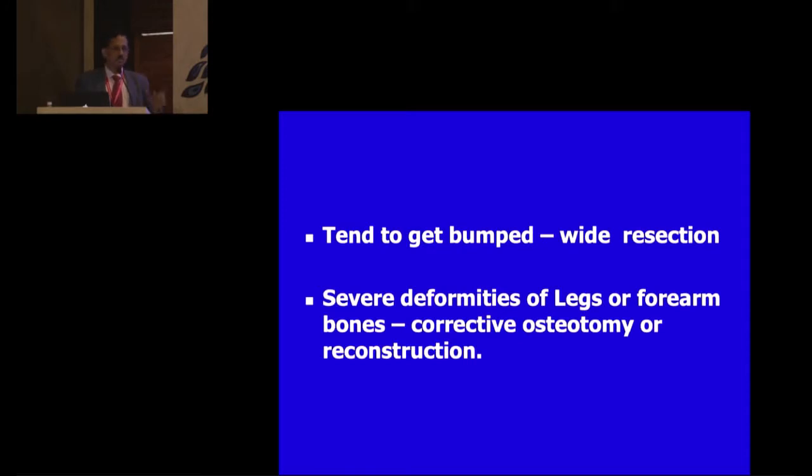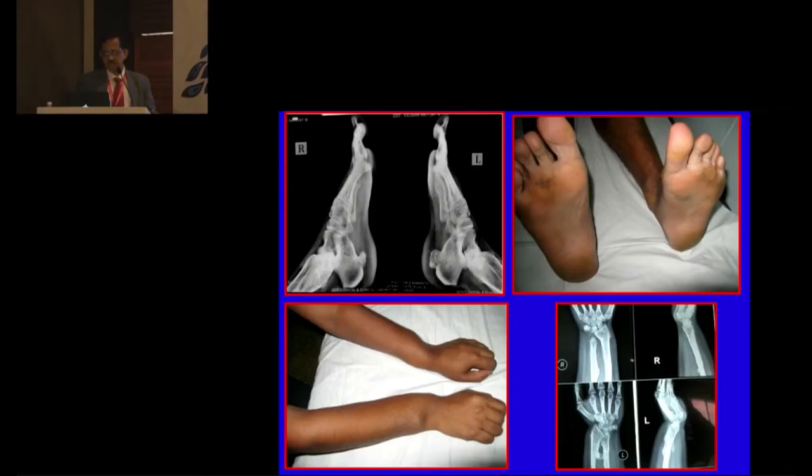And when to treat? If it gets bumped, or there is need for wide resection, and if there are severe deformities of the leg or forearm bones, a corrective osteotomy or reconstruction is needed. If you carefully note, you will find a lump on the undersurface of the calcaneum, which is extremely rare. In both cases, the osteochondroma produced too many symptoms, and I had to excise it. After excision, the patient was symptom-free and absolutely fine.